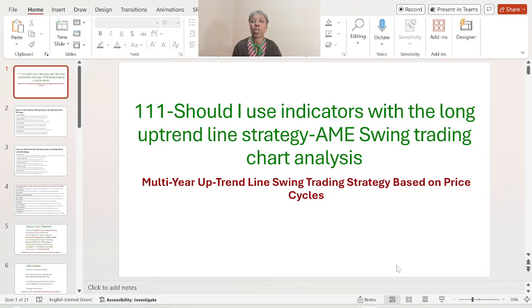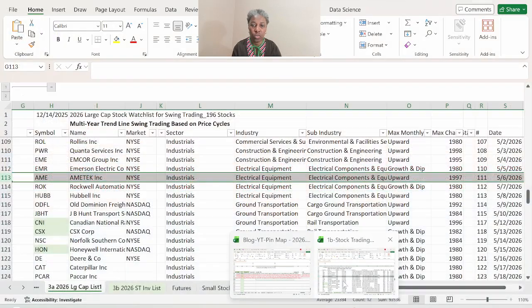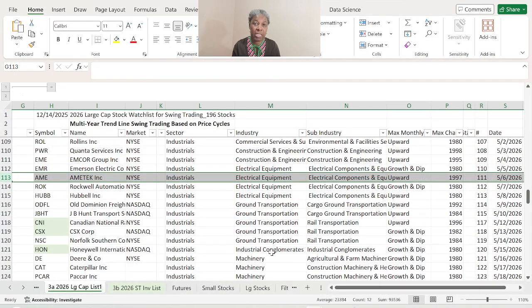Hello, should I use indicators with the long option line swing trading strategy? Yes, if you know how to use those indicators, I think it is a good idea to use them. I don't use them. We are going to analyze AME as of May 6, 2026.